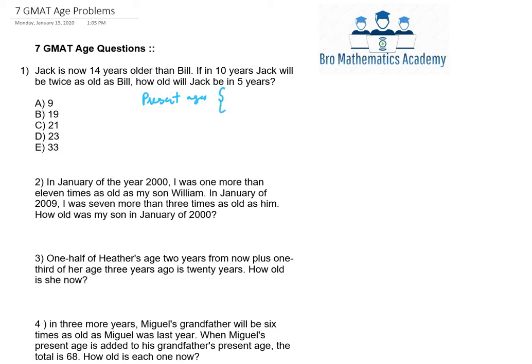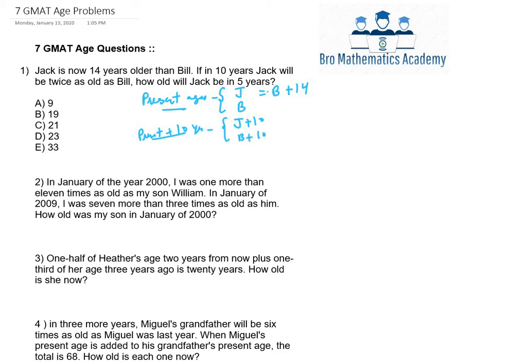Let's say Jack's present age is J and Bill's present age is B, and whatever they have given in the question is Jack is now 14 years older than Bill. So Jack's present age is J equal to B plus 14. If in 10 years, now we are talking about present plus 10 years time, Jack will be twice as old as Bill. So what will be the ages of Jack and Bill after 10 years? J plus 10 and B plus 10, right?